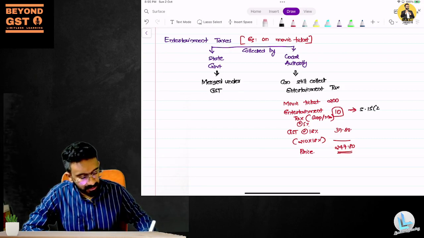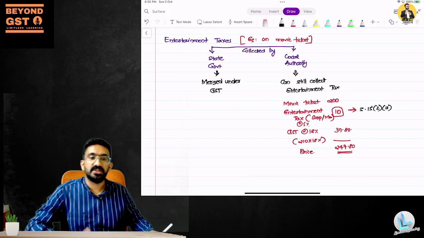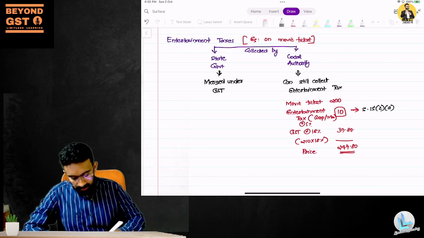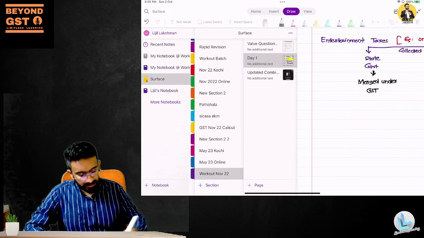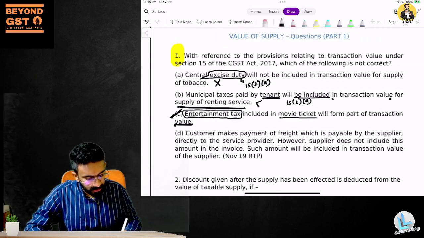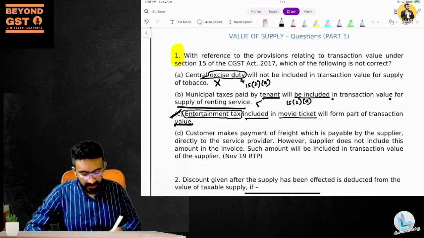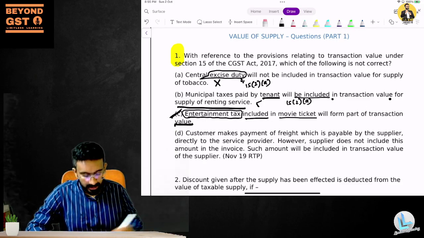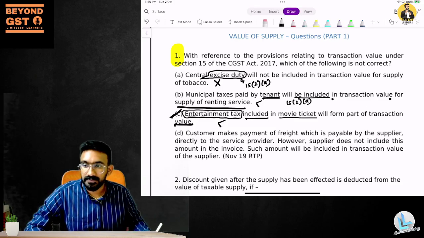So this 10 rupees should be added to value because under section 15 subsection 2 clause A, this is taxes other than GST. So is this sentence correct? What does that sentence say? Entertainment taxes included in movie ticket will form part of transaction value for computing GST. Is it correct? Yes, this is correct.